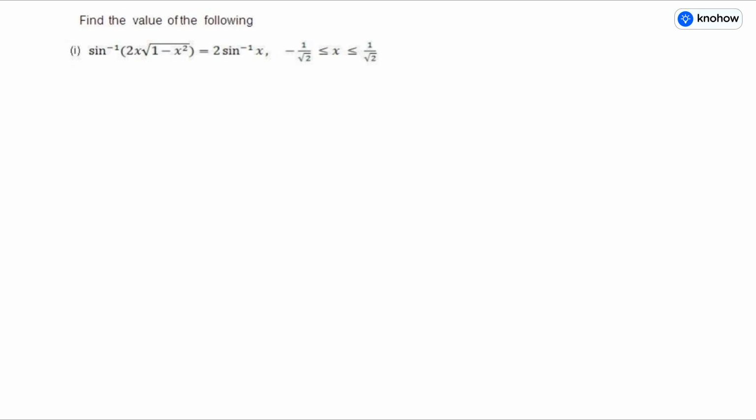Prove sine inverse of 2x under the root 1 minus x square equals 2 sine inverse x, under the limit that x lies between negative 1 by root 2 to 1 by root 2. To prove such kind of questions using the properties of inverse trigonometric functions, if you are already given the result to be proved, that is 2 sine inverse x, it is very simple for you.